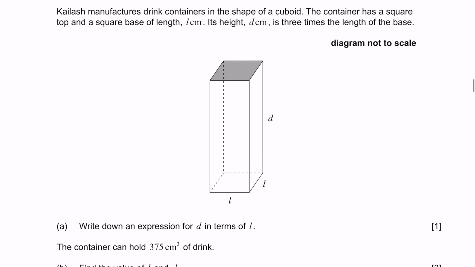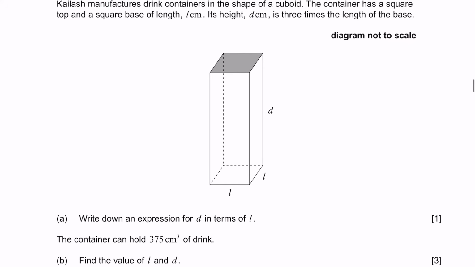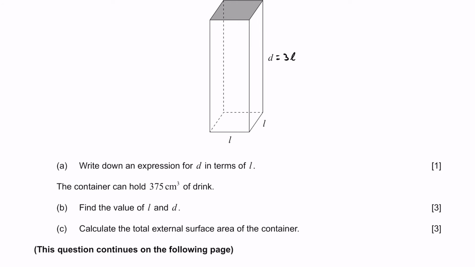So they tell us here that d is 3 times the length of the base. So what does that mean? That means that d is equal to 3L. So if d itself is equal to 3 times whatever the length of the base is, d is equal to 3L. That's all we would need to write. We can write d is equal to 3L, or we can just write 3L. I'm going to write d is equal to 3L.